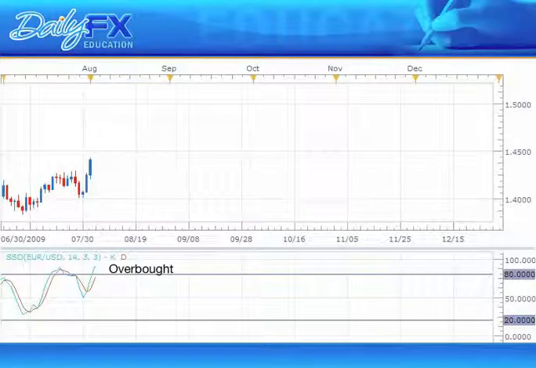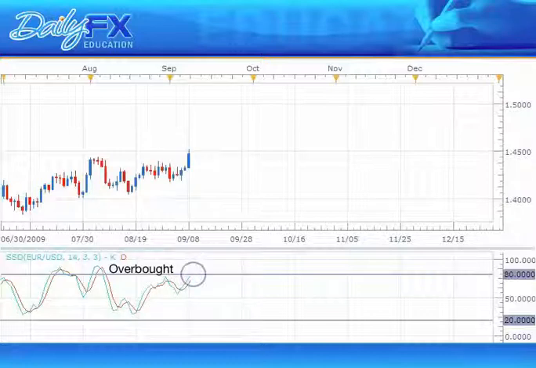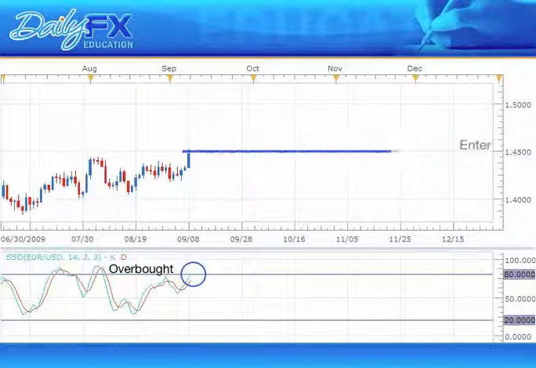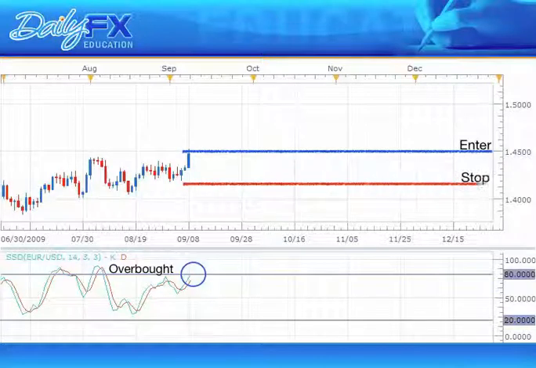This is an example of a stochastics pop buy and sell trade on the euro. Notice how the percentage K and percentage D lines both crossed over 80 and entered the overbought zone. Traders generally look for an opportunity to go short once these lines cross back below 80. In this case, a trader using the stochastics pop strategy enters long in the market at 145.35 while placing a protective stop loss 5 to 10 pips below the low of the previous candle, 141.85.